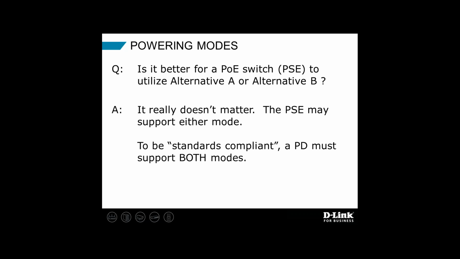That's because the PD, your IP camera, your access point, to be standards compliant, must support both modes. So a PSE, an Ethernet switch, can put the power on 1, 2, 3, 6 or 4, 5, 7, 8, because the powered device can accept it either way. It can take it on 1, 2, 3, 6 or it can take it on 4, 5, 7, 8 if it's a standards compliant PD.